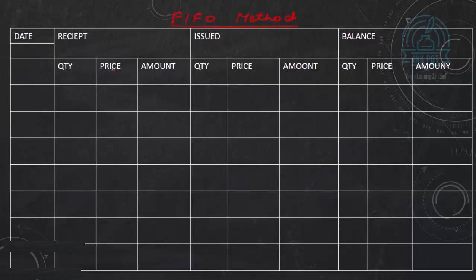So let's do it. Now see the format. First of all, we have divided the table into 4 parts, that is date, receipts, issued and balance. So all these 3 columns are further divided into sub columns, 3 sub columns, that is quantity, price and amount, quantity, price, amount and so on. Now let's do the question.